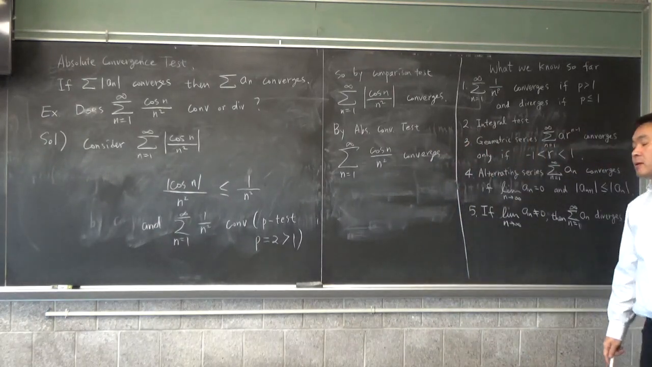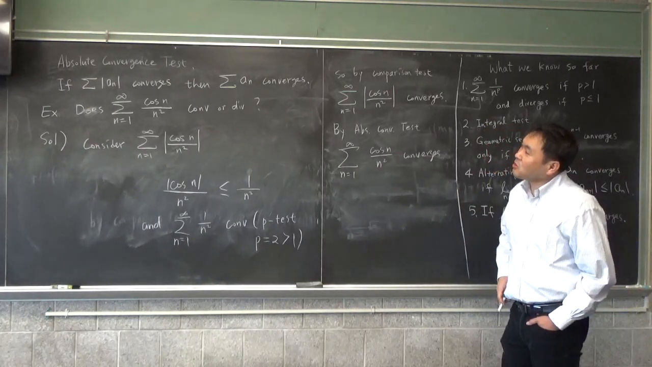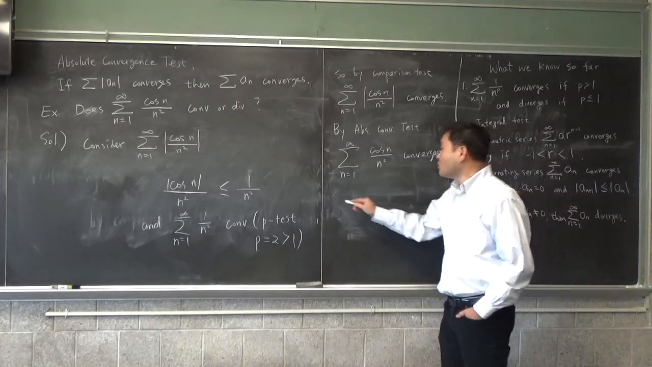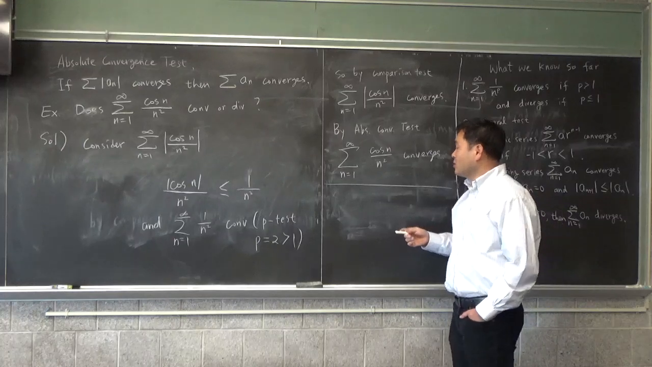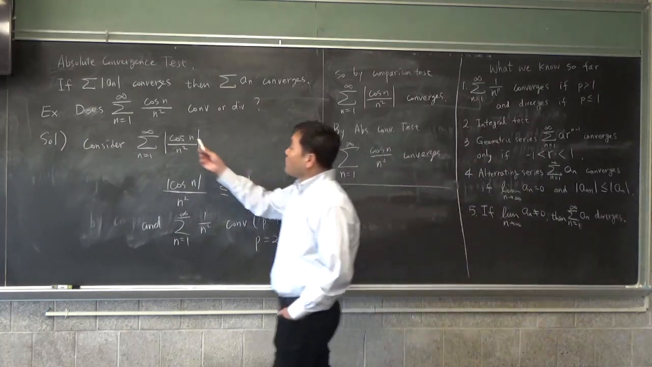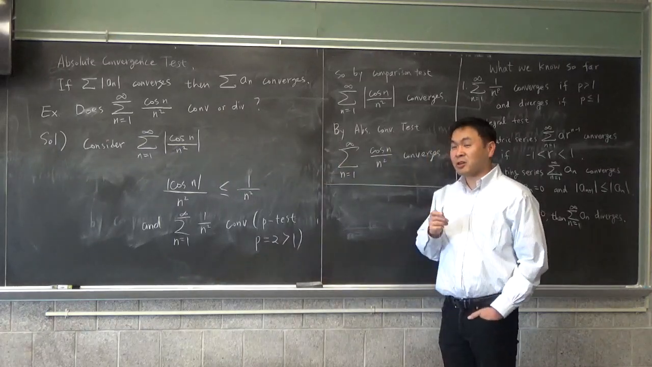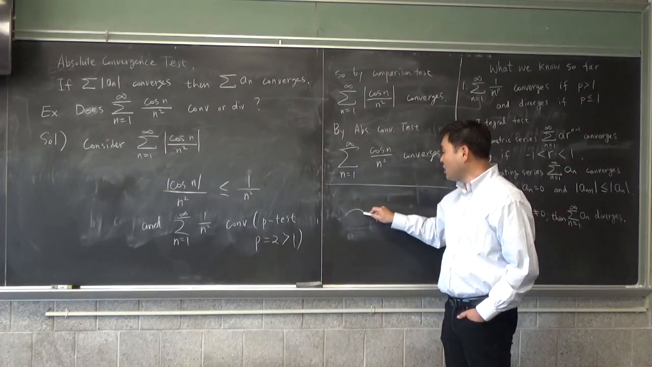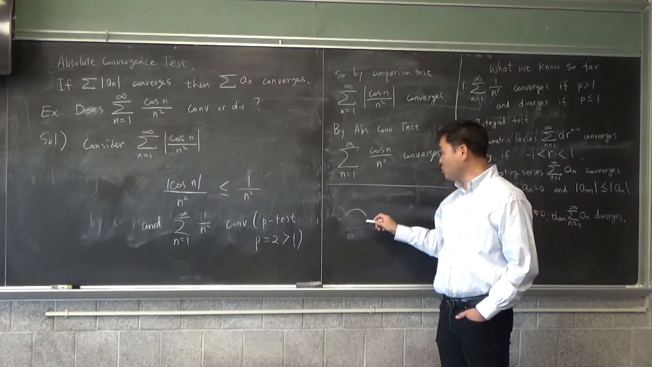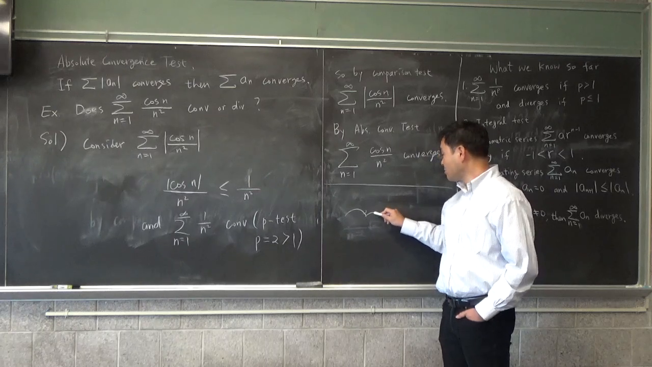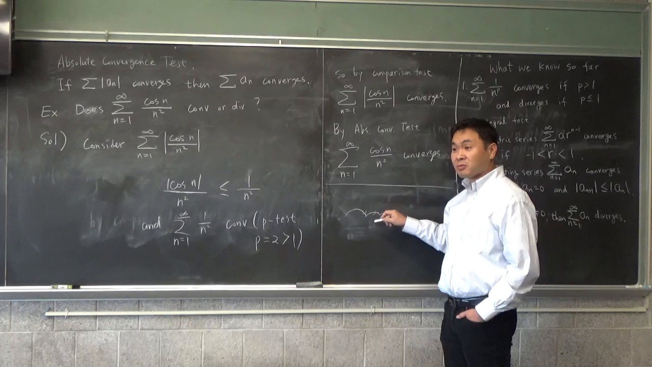Now, let's try to see why the absolute convergence test works. I don't want to give you the proof, rather I'll just give you some picture to think about. If you have something that's always positive and you're adding, I tried to give you this picture of summation as jumps, right? If you're adding something positive, you jump right. You jump right. If you're adding something negative, you jump left, right?